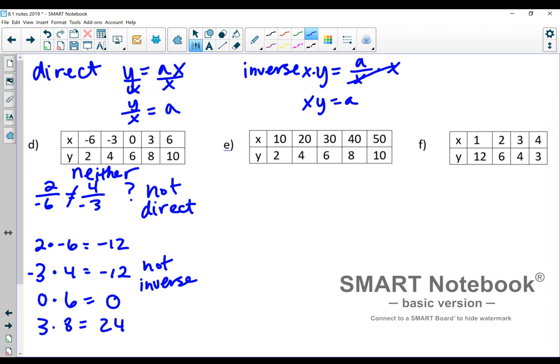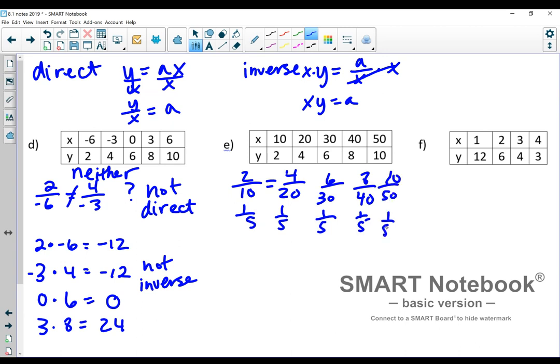We'll try the same method on the second one. First, I'm going to check for direct. So I will look at the slope, y over x, and see if that's a constant. 2/10, does that equal 4/20? Yes, those both reduce to 1/5, so that's looking good so far. How about 6/30? That also equals 1/5. 8/40ths also equals 1/5.